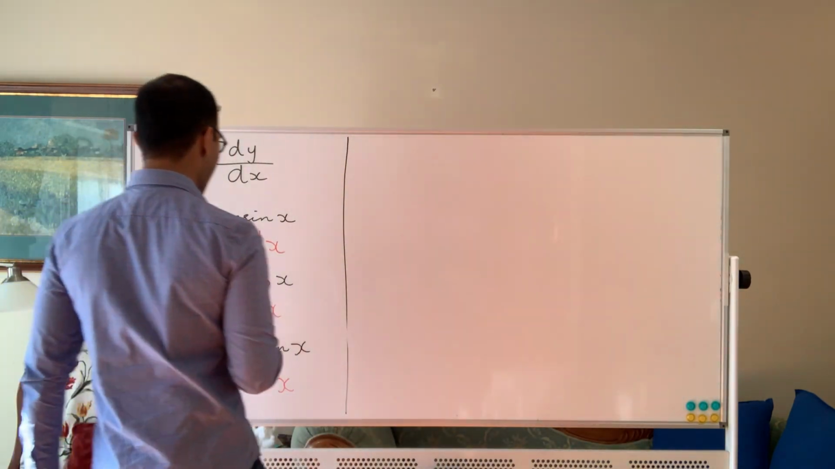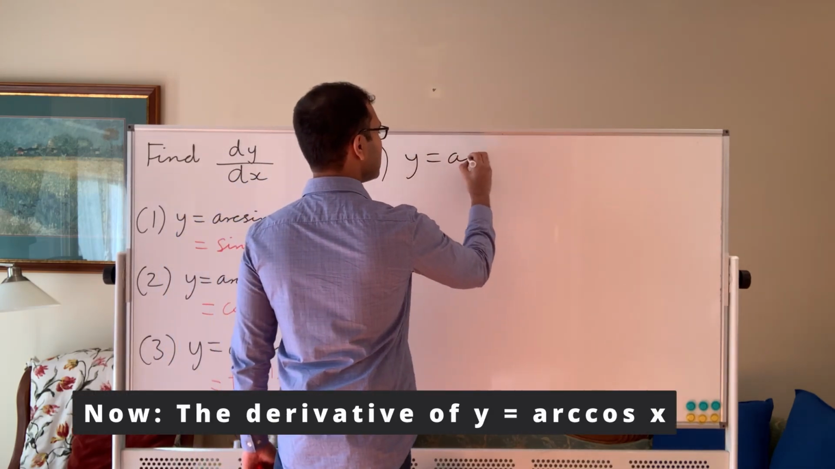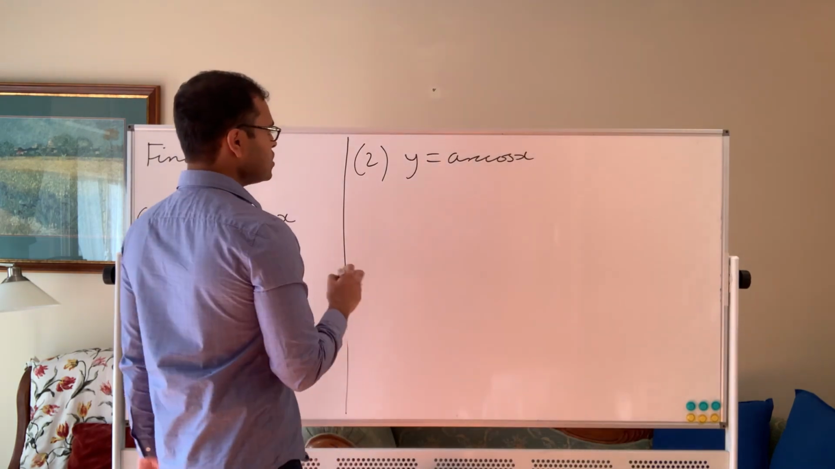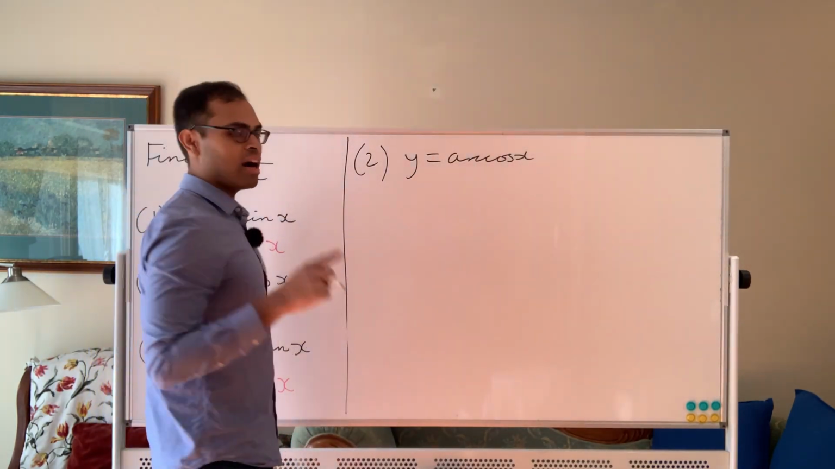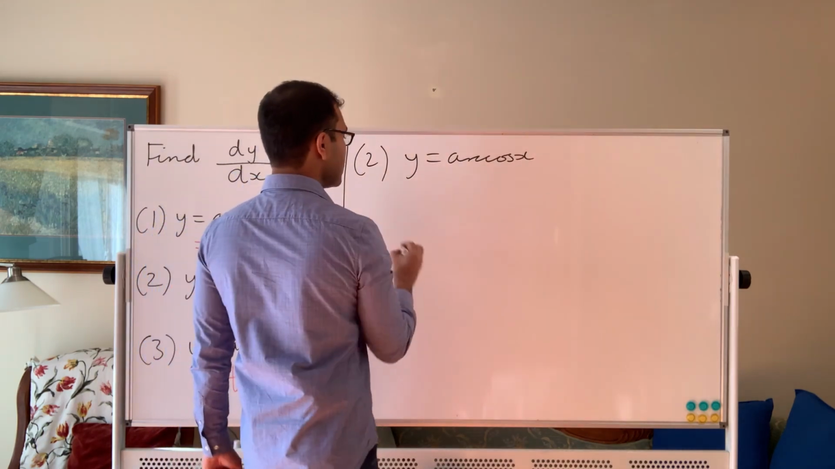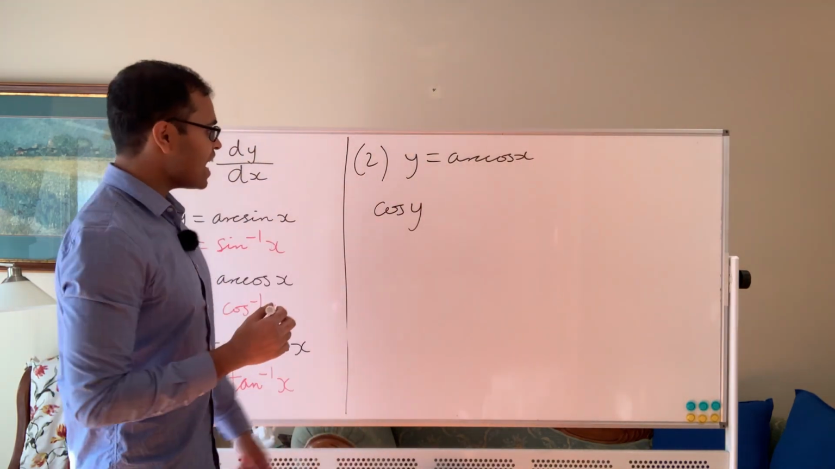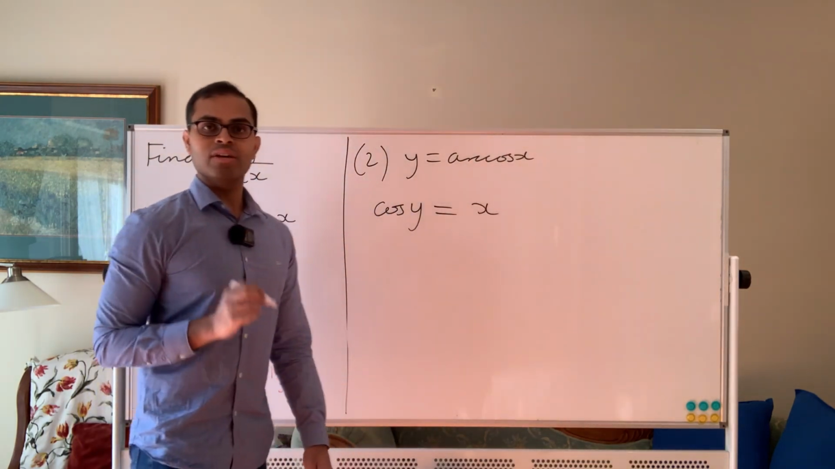So now let's get to arc cosine x, okay? So y equals arc cosine x. So what is dy dx going to be? We're going to now do the same trick. We don't like arc cosine, but we like cosine. So we're going to take cosine on both sides. Cosine of arc cosine x is just x, so cosine y is just going to equal x.